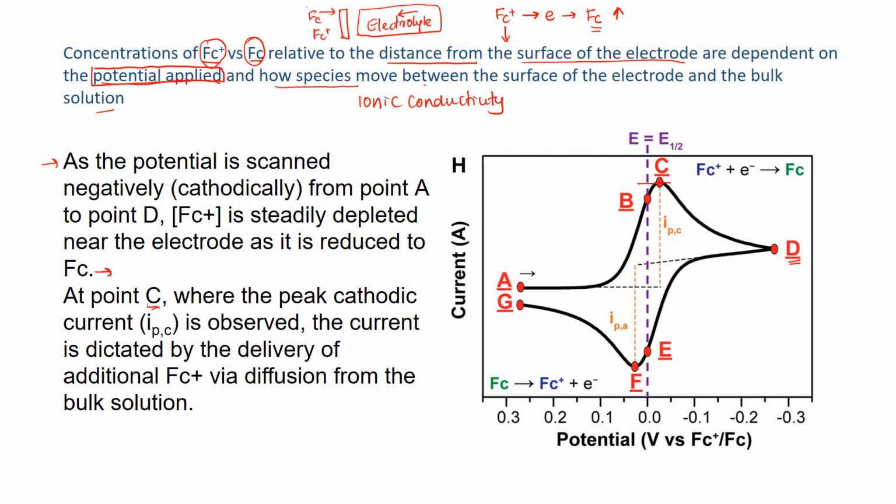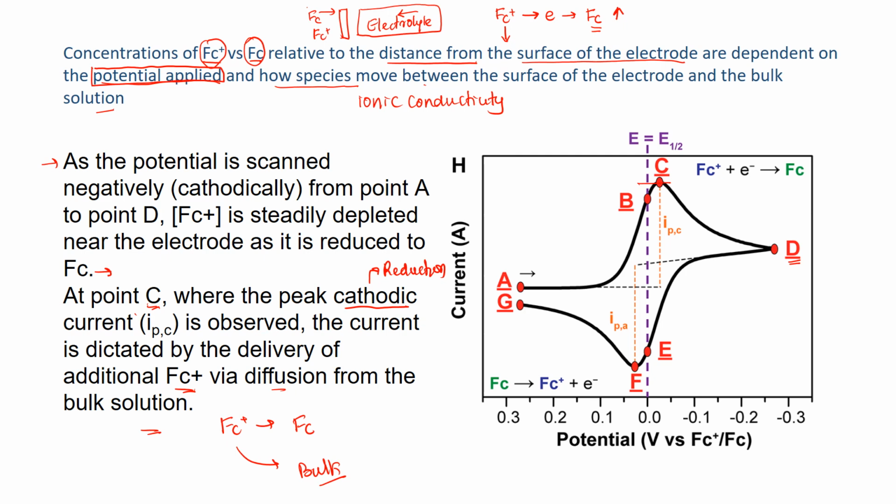so this is called cathodic, means it is reduction occurring. Okay, the cathodic peak is observed and the current is dictated by the delivery of additional Fc plus ions by diffusion from the bulk solution. Now what is happening? The further Fc plus get reduced to Fc, and from where is this Fc plus coming? This Fc plus is coming from the bulk material.